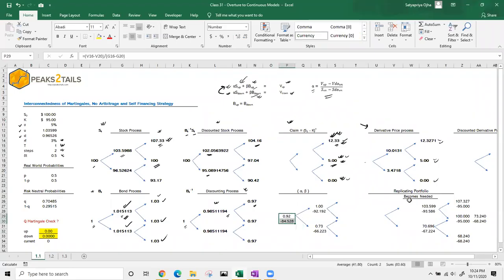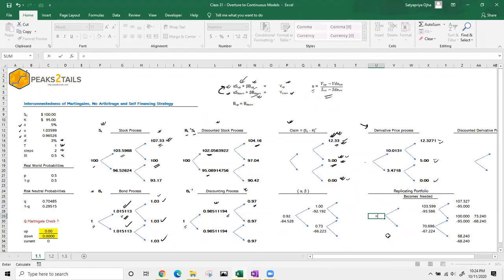If this is the alpha and beta, what is the value of my portfolio? The value of my portfolio is simply 0.92 times the stock value. The stock value at t equals 0 is 100, and the bond value at t equals 0 is whatever it is, this many units of bond times 1. This is my stock portfolio and bond portfolio at time t equals 0, which is supposed to match the derivative price. Okay, let's check whether it is matching or not.